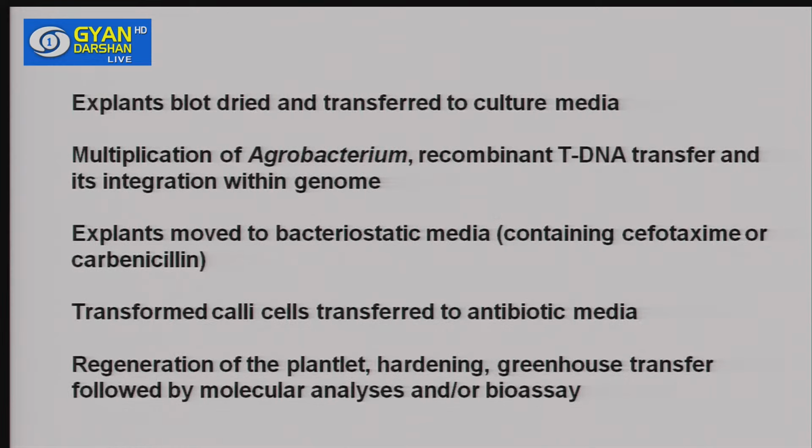After co-cultivation, that is growing the Agrobacterium with the infected tissue, for about 48 hours, you apply a bacteriostatic agent, that is cefotaxime or carbenicillin, and the bacteria are killed. Then the transformed calli are placed on the antibiotic media for regeneration of the plant tissue. When the plant is regenerated, it is hardened and transferred to greenhouse conditions, and then you can undertake all the molecular analysis.